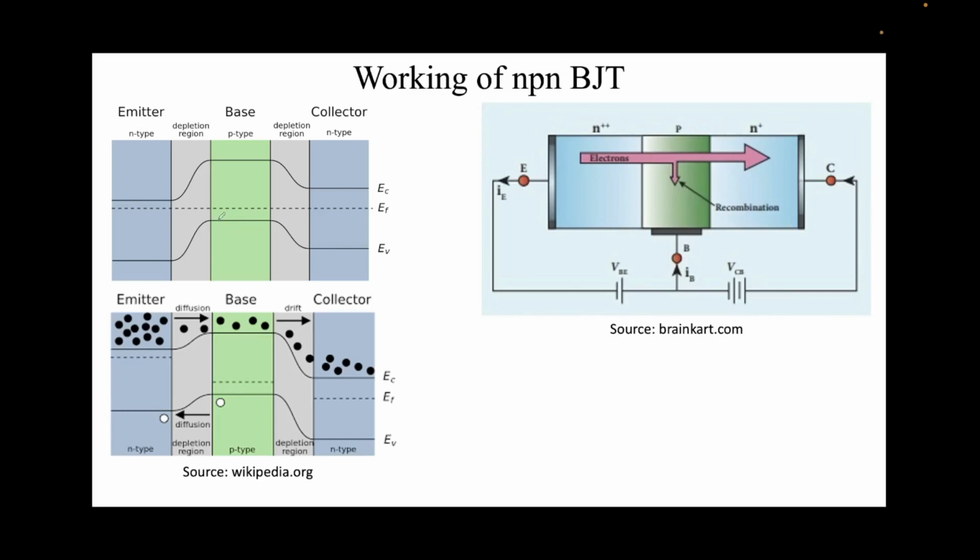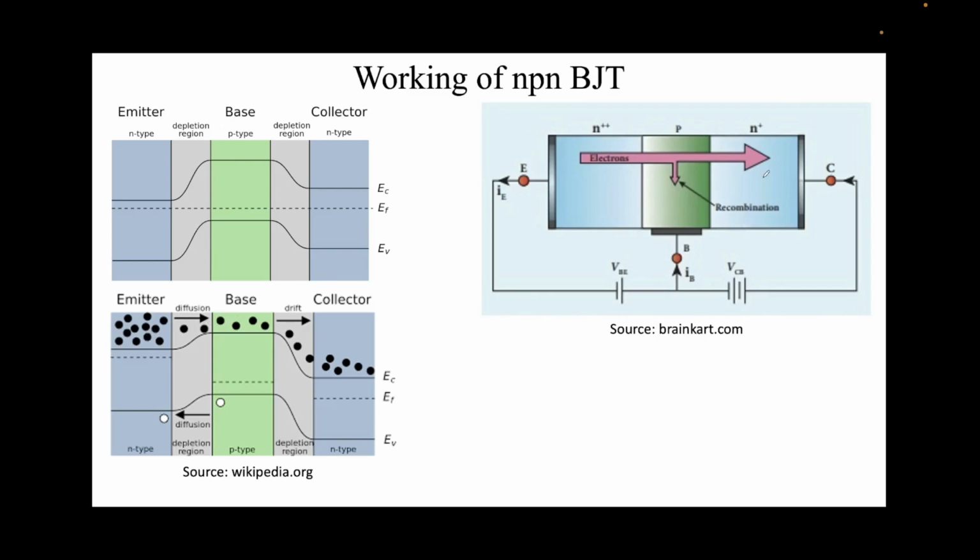Now, this is the NPN emitter base collector in equilibrium. Note that there are barriers here. You can see that there's a barrier to the electron flow. Electrons cannot flow easily. However, if we bias this NP junction, note that this is N, this is P, and N is heavily doped, denoted by N++. If we apply forward bias, this means N is connected to negative and P is connected to positive. Then this barrier will be lowered and a huge amount of electrons can flow into the base.